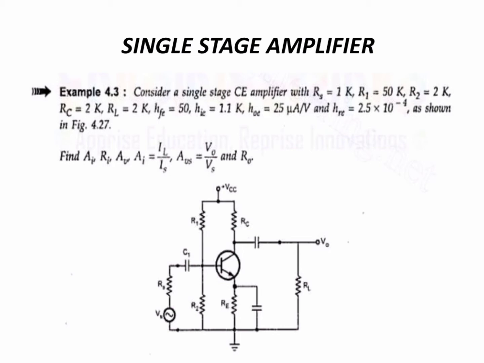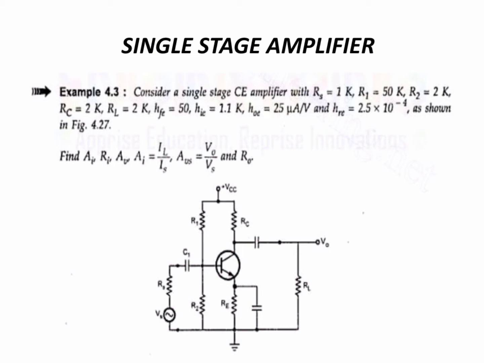Now the first question is on the single stage amplifier. Both questions are taken from the book by the authors Uday A. Bakshi and Godse. This is example 4.3. It is given as a single stage common emitter amplifier with RS equal to 1 kilo ohm, R1 equal to 50 kilo ohms, R2 equal to 2 kilo ohms, RC equal to 2 kilo ohms, and hie equal to 1.1 kilo ohms. Some others are also given, so all these specifications are given.